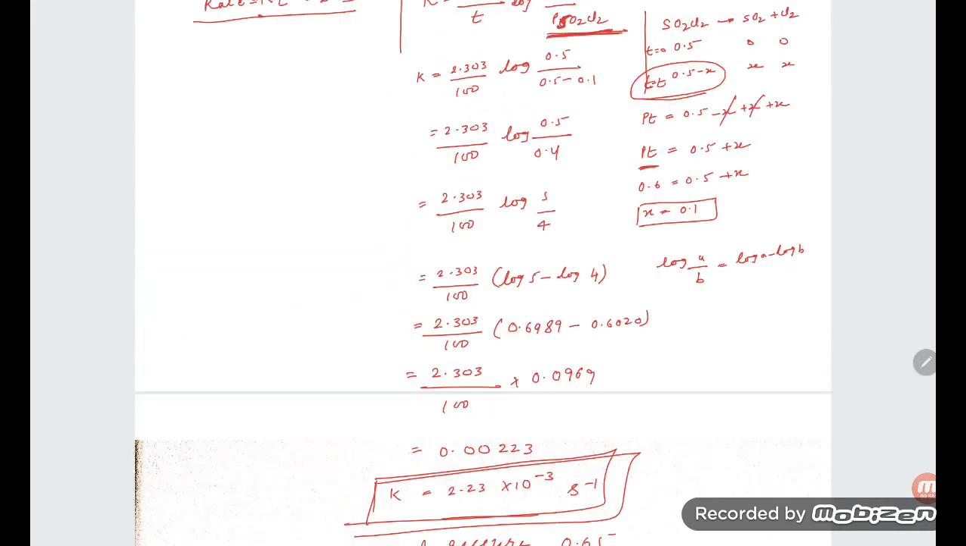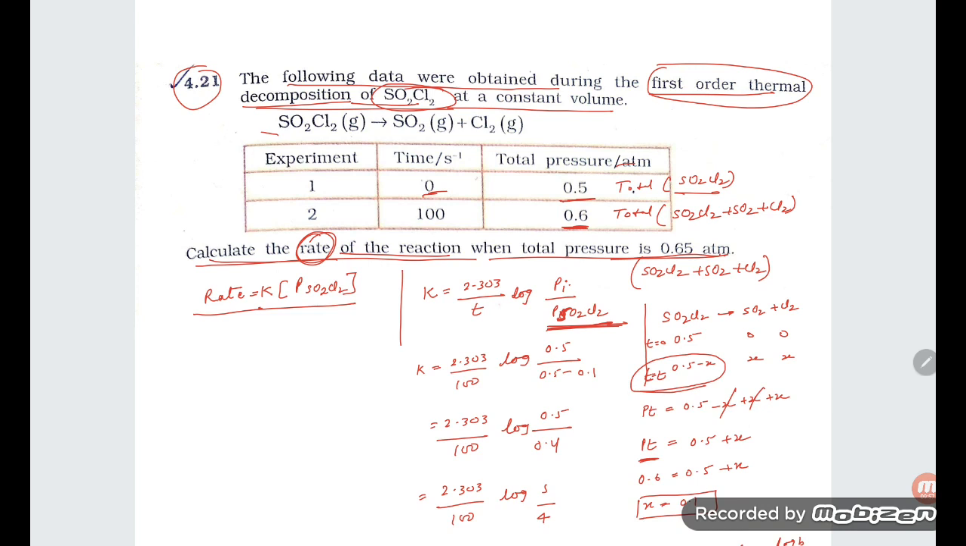So this is all about the answer, student. Although this problem is quite critical, you can solve it.